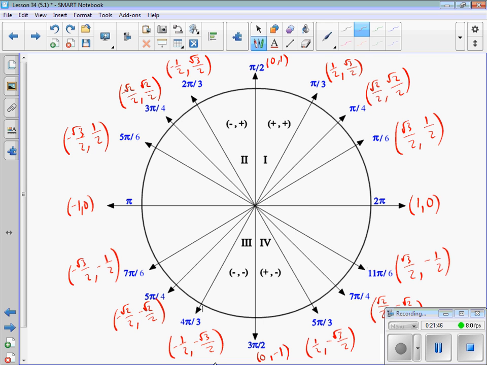And then just be careful when you're done with this. Check to make sure everything in the first quadrant is positive. So check your paper because you're going to be using this unit circle a lot.